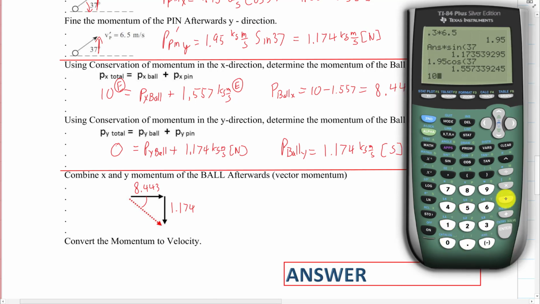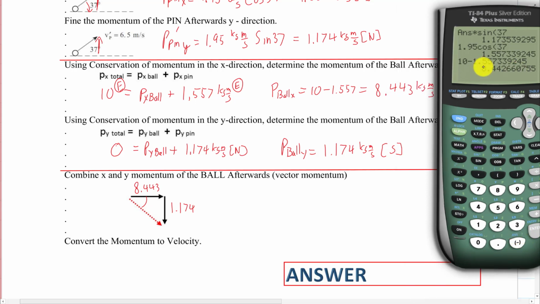So we'll take 10 minus that number to get the 8.443. Gotcha. And then we square that, and then square that Pythagoreously, so I square root it. That number squared plus that number squared. So the hypotenuse, so this is the momentum vector of the ball, is 8.524 kilograms meters per second.